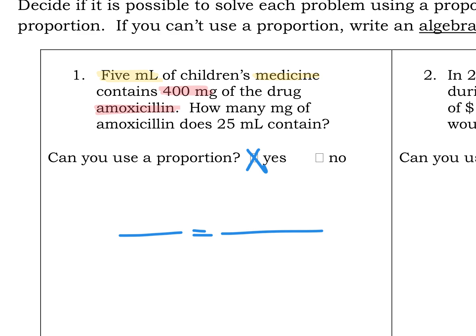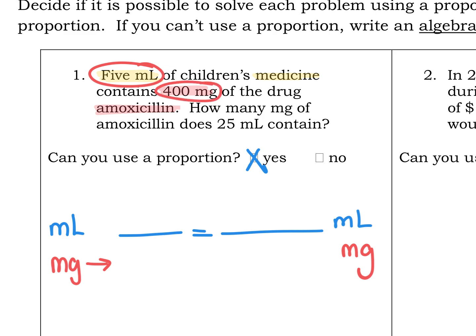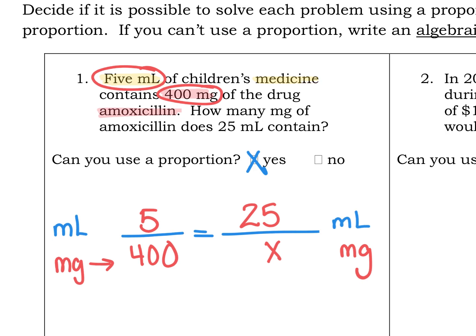So take a minute and set up your proportion, and I'm going to put milliliters on the top. I could put it on the bottom, but that's my choice. And then I'm going to do milligrams of amoxicillin on the bottom. So I'm going to take this first set, 5 for every 400 milligrams. So 5 is to 400 as, well, how many milligrams? So I'm looking for milligrams. So right there, that's going to be my variable x, or any letter you choose, and 25 milliliters goes here.